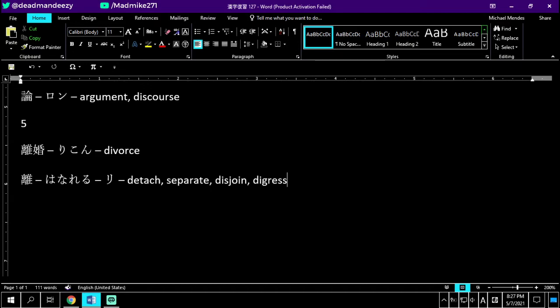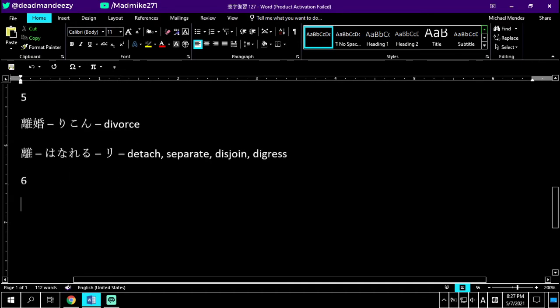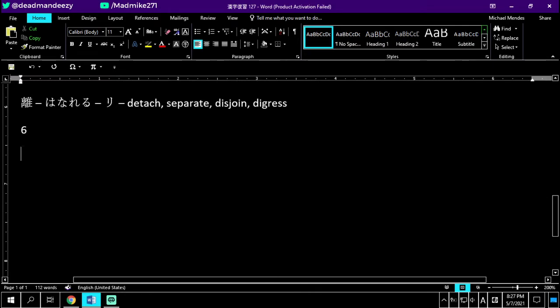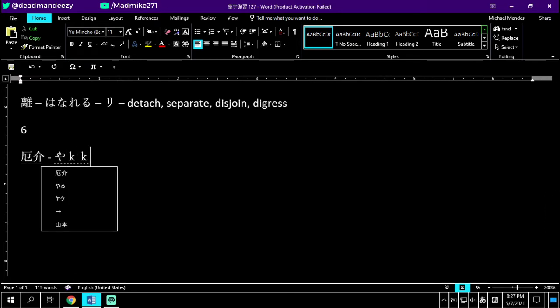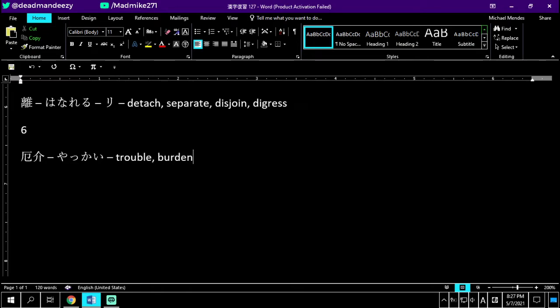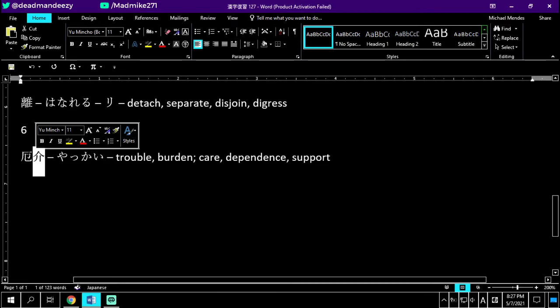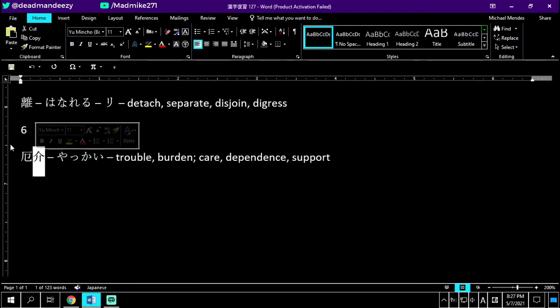Number 6. Number 6 is Yakai. Yakai is a trouble or burden. Also care, dependence, support. Kai is the Kai of Shokai, or introduction, which means jammed in or mediate.